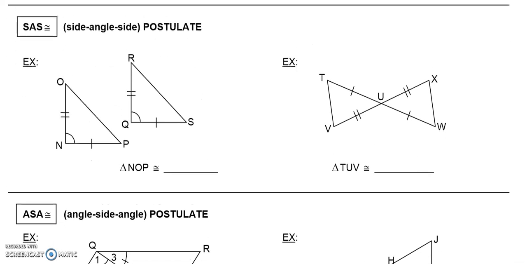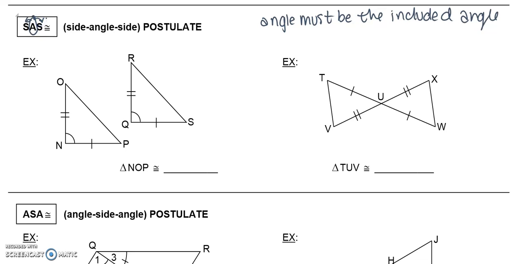Our next one is side angle side. With side angle side congruence, we need SAS, side angle side. The angle must be the included angle. So just like in our postulate, the angle must be touching both of the sides.